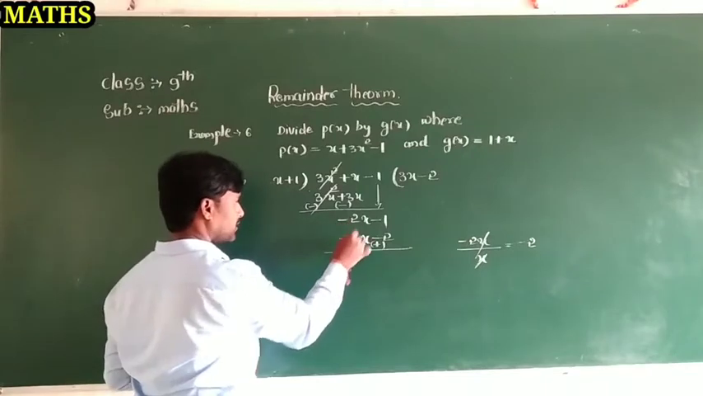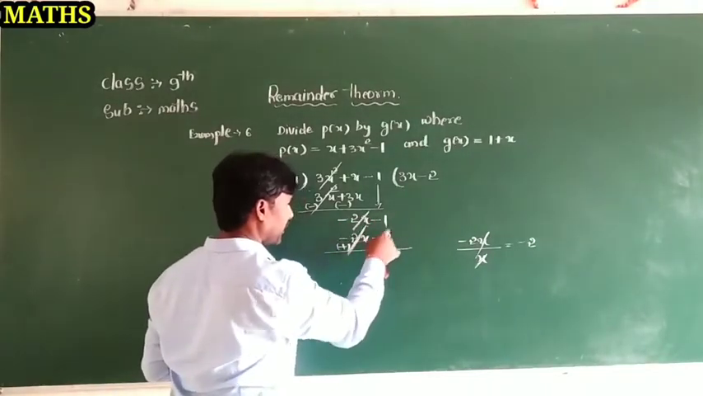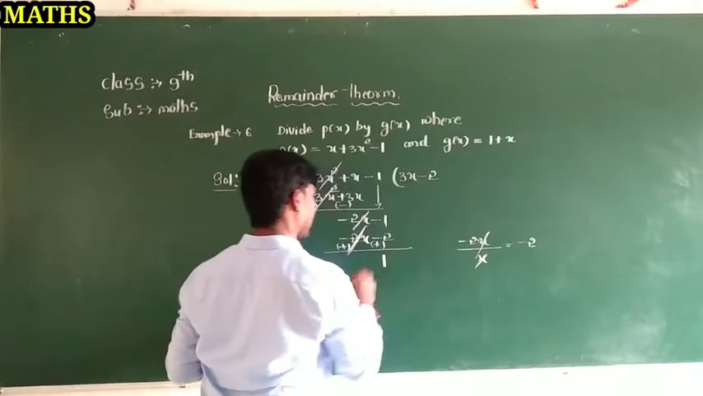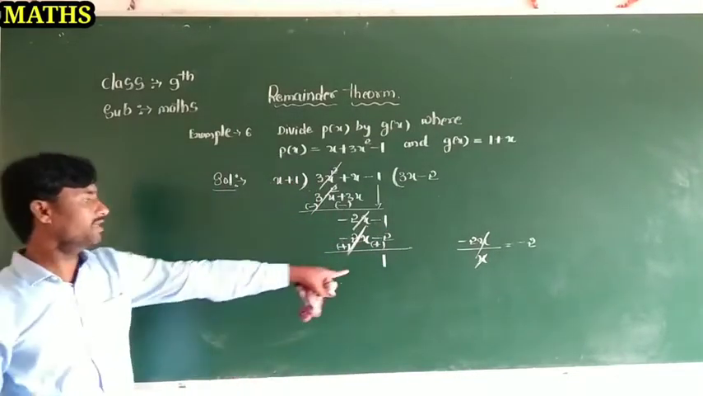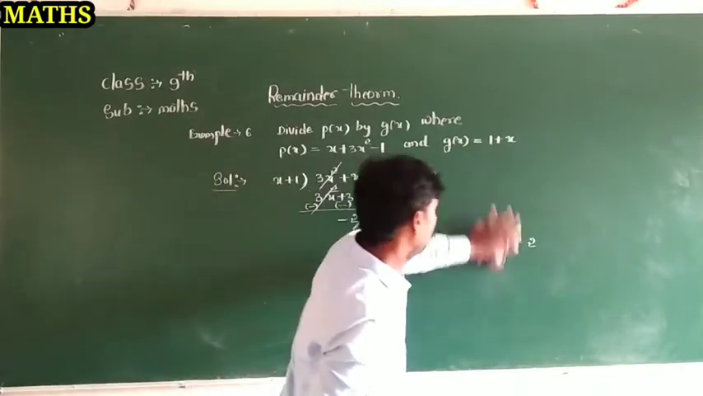Minus 2x plus 2x both get cancelled. So next is what? Minus 1 plus 2. The answer we got here is 1, dear students. So our remainder is what? The remainder is 1, dear students.